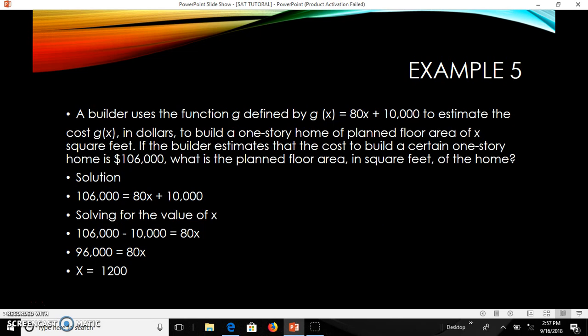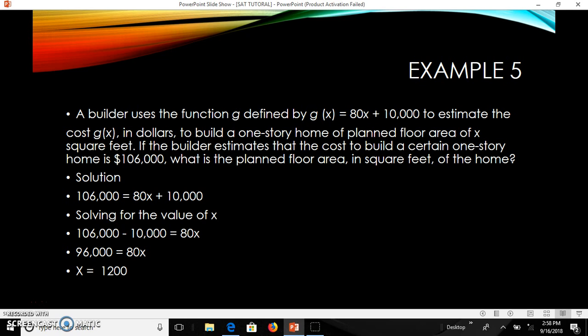Now, let me take the last example, I guess. Yeah, the last example for this section. So a builder uses the function g as defined by g of x equals 80x plus 10,000 to estimate the cost g of x in dollars to build a one-story home of plant floor area of x square feet. If the builder estimates that the cost to build a certain one-story home is $106,000, what is the plant floor area in square feet?